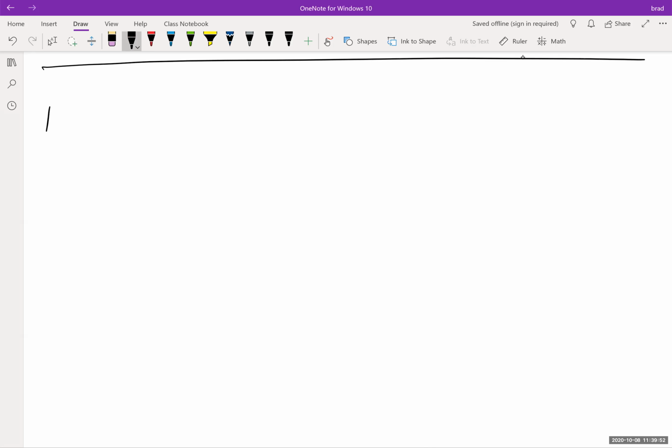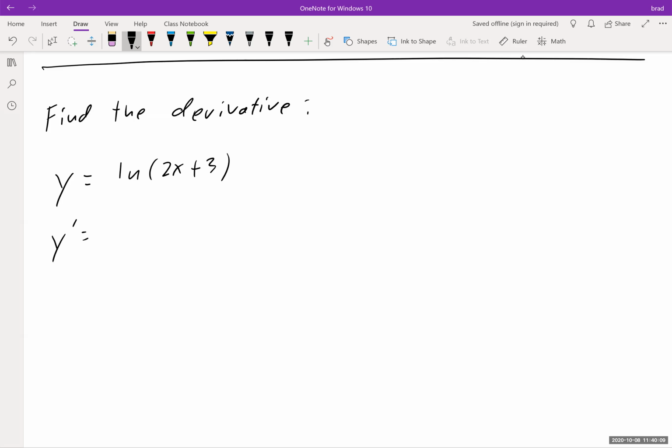So if we said find the derivative, and then we had, I don't know, y equals ln of 2x plus 3. Well, then y prime, we know, is just u prime over u, right? So I'm going to name this u.